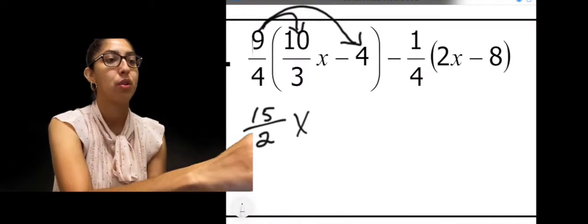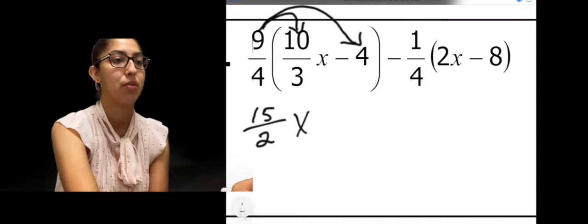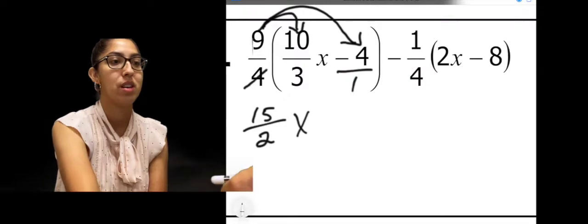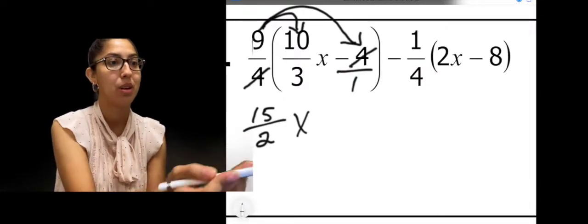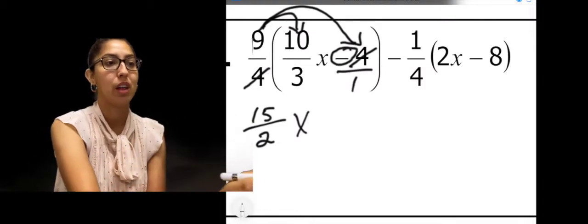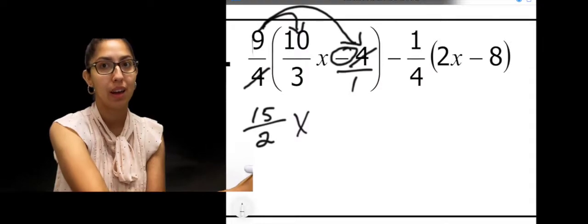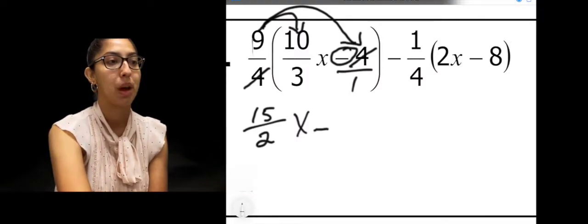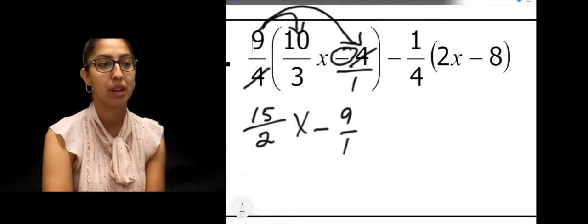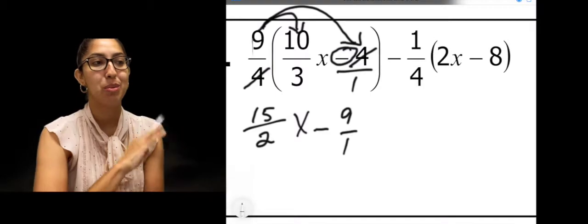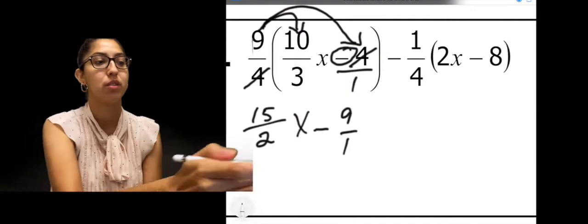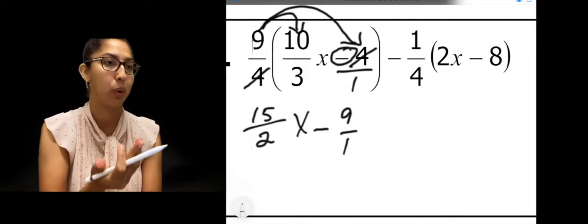So now we're going to do 9/4 times -4. So remember, to make it a fraction, we put a 1 under it. So now, as you can see, this 4 is here, this 4 is here. We can cancel those out. But notice, this negative sign is still there. It's still floating. So that negative is going to become best friends with that 9. So we're going to have -9. And you can put over 1, but really it's just 9. It's not anything else. And once we multiply and distribute, we get rid of those parentheses. So now we're left with just 15 halves x minus 9 over 1.